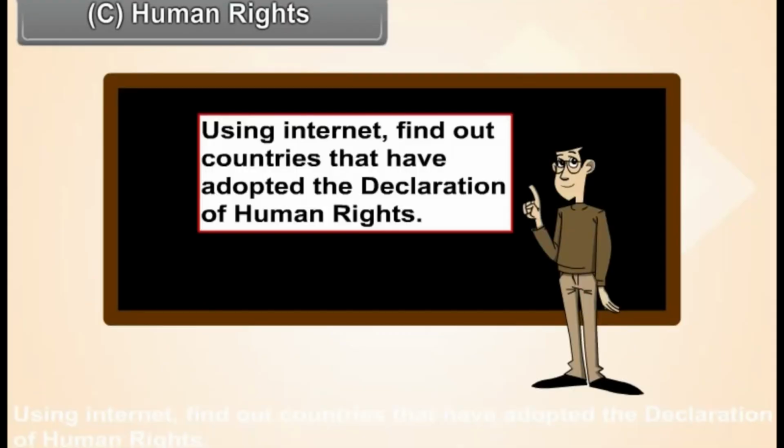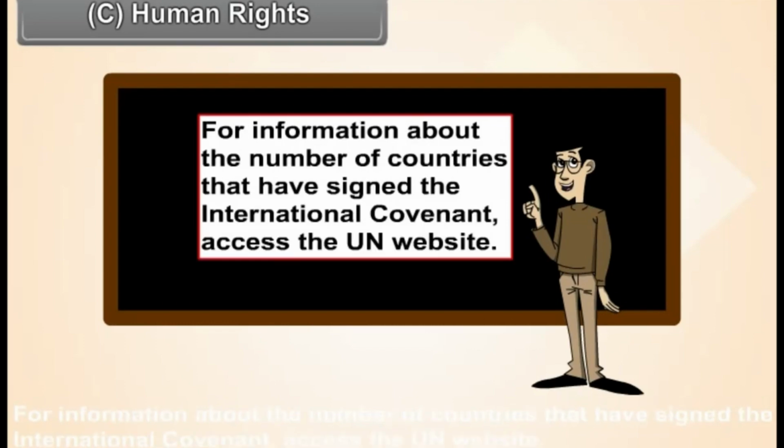Activity. Using the Internet, find out countries that have adopted the Declaration of Human Rights. For information about the number of countries that have signed the International Covenant, access the UN website.